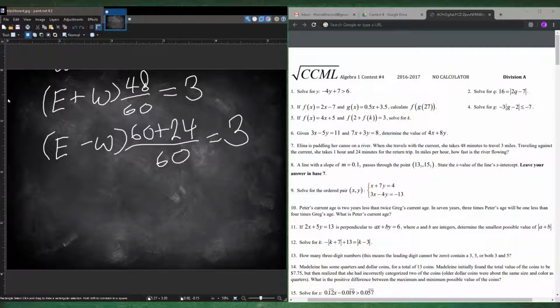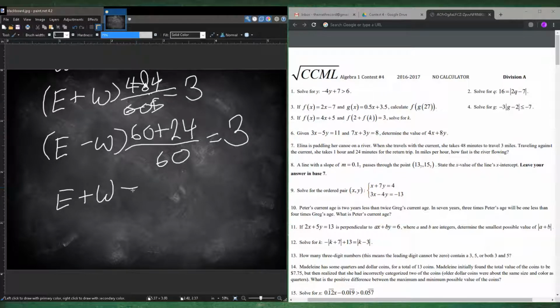Using this, let's simplify the equation first. 44 divided by 60, that is divided by 12 is 4, divided by 12 is 5, so it's 4 over 5. So E plus W is equal to, times 5 over 4 for the other side, you get 15 over 4. And you have E minus W.